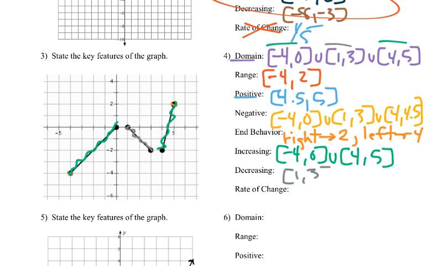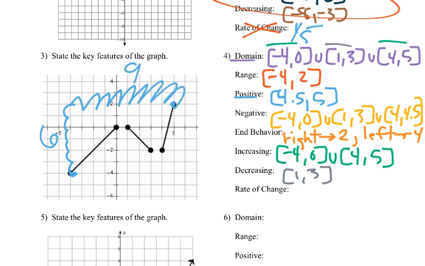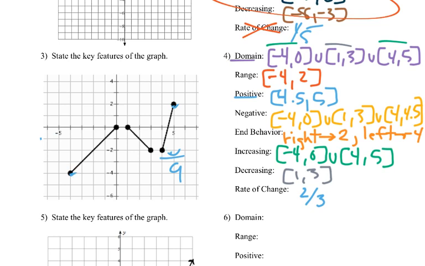For the rate of change, again, we'd have to pick 2 points. Let's go from this bottom to the highest. How about from -4 to +5? We'd go up 1, 2, 3, 4, 5, 6, to the right 1, 2, 3, 4, 5, 6, 7, 8, 9. So 6 over 9, which would reduce to 2 over 3. All right, so there's those ones.